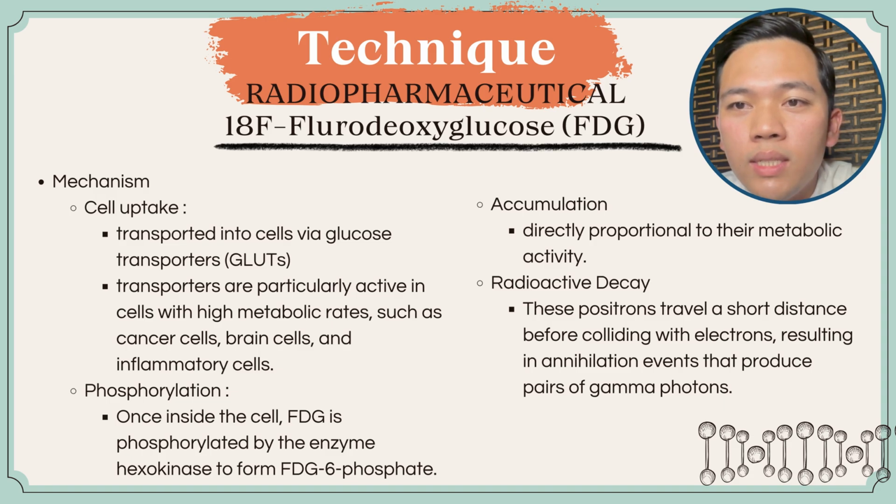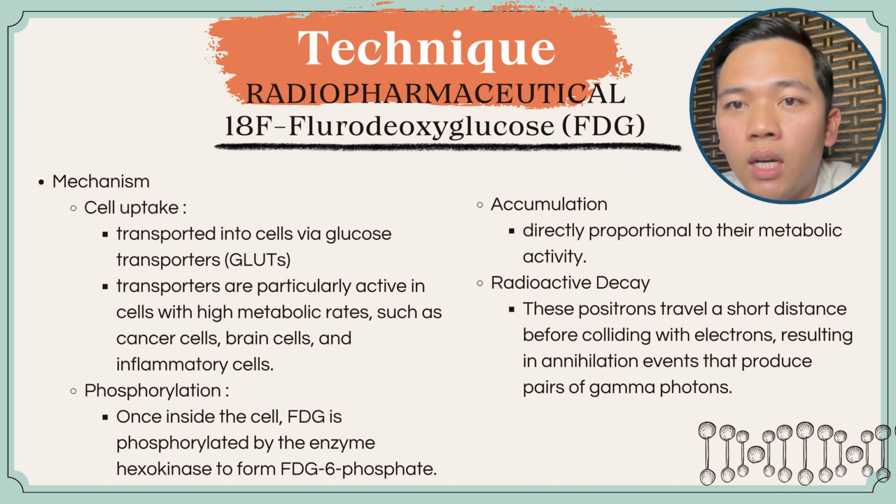Phosphorylation. Once inside the cells, FDG is phosphorylated by the enzyme hexokinase to form FDG-6-phosphate. This step is similar to the first step in normal glucose metabolism. However, unlike glucose-6-phosphate, FDG-6-phosphate cannot proceed further down the glycolytic pathway. This difference results in the trapping of FDG-6-phosphate within the cells.